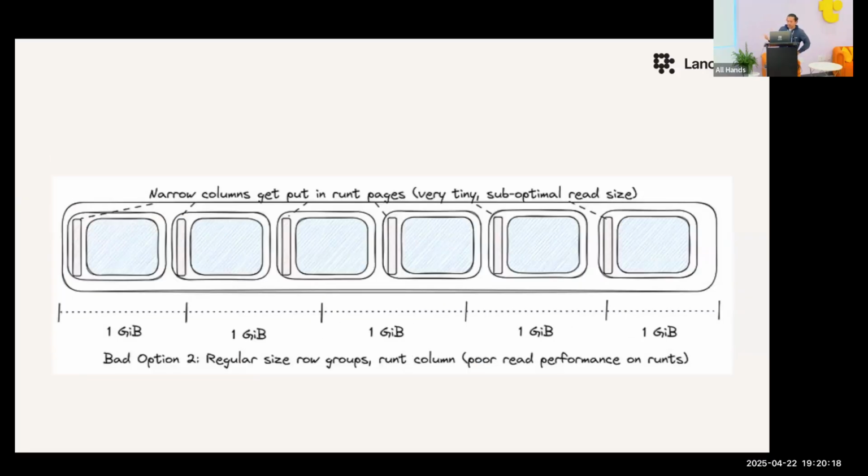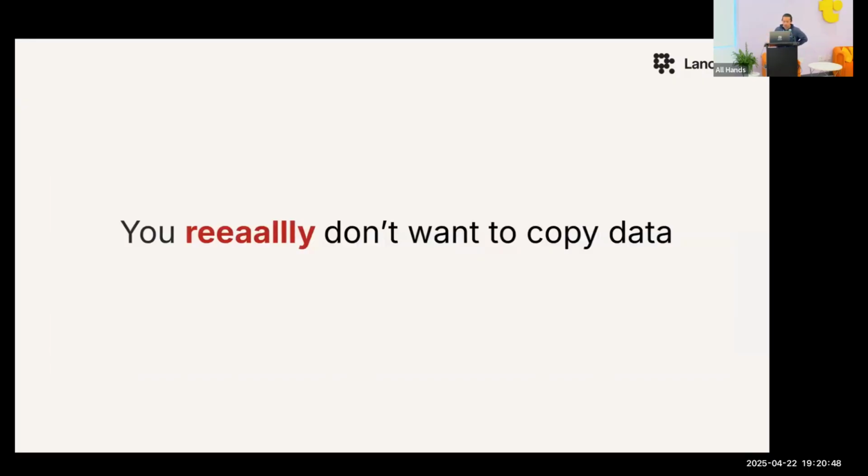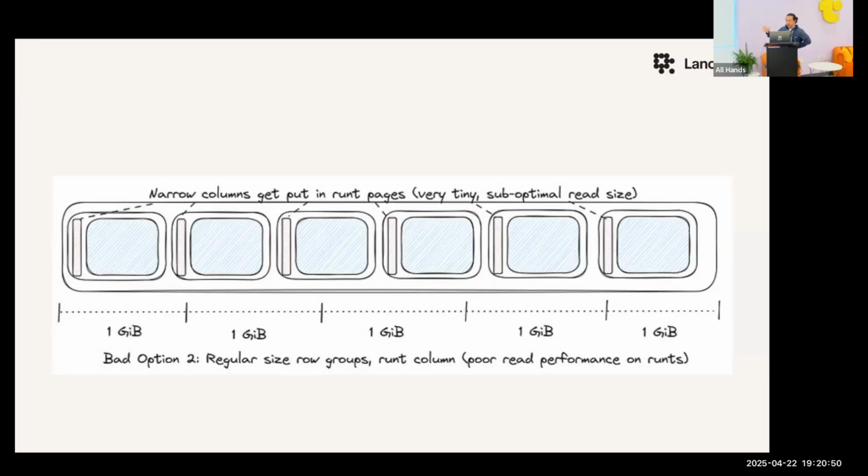Now, on the other end, you can optimize for right size to get rid of the out of memories. You can have very small row groups, right? Then what happens is your narrow columns get put in these incomplete run pages, and they're very tiny and very suboptimal for reads. So this is really bad for scanning if you're doing analytical queries on the metadata. And so this is the reason why we designed Lance v2, which is essentially a two-dimensional data structure.